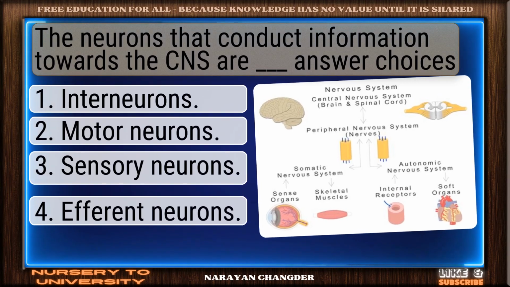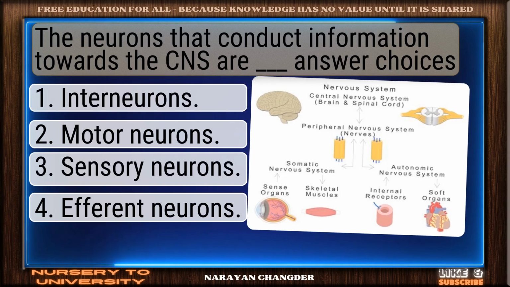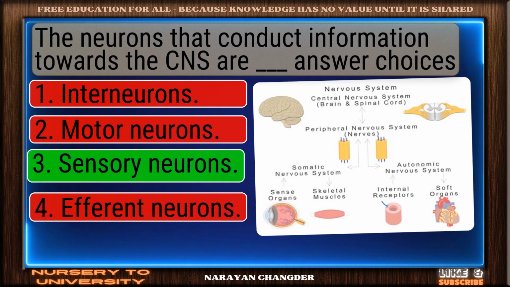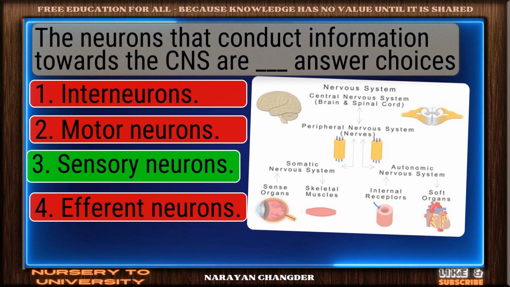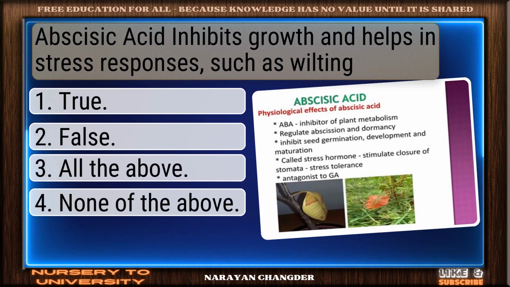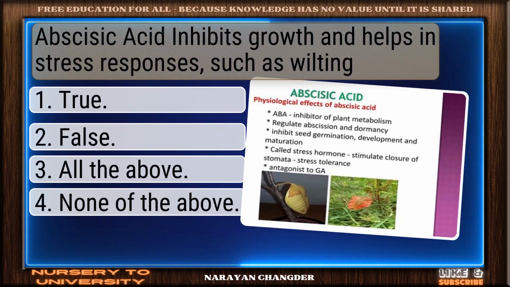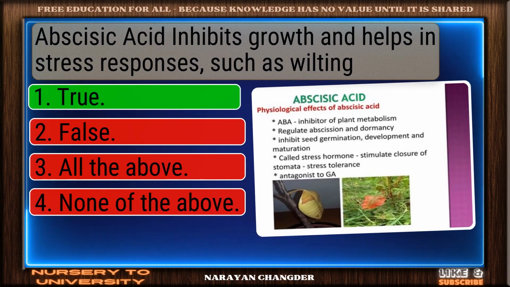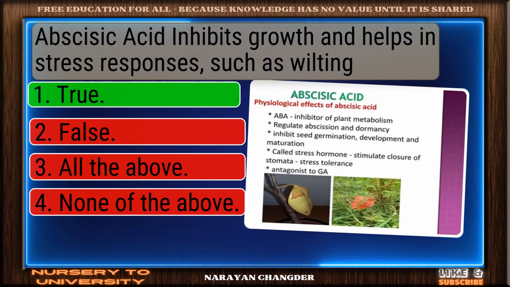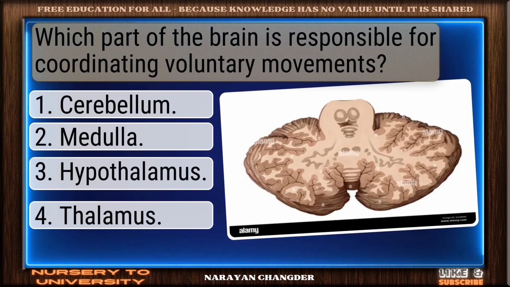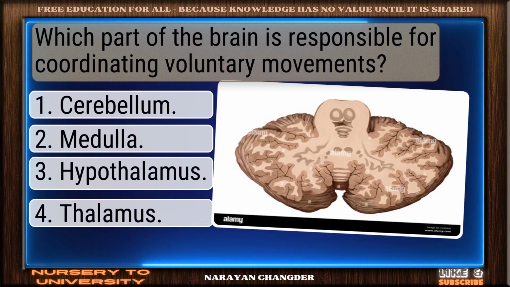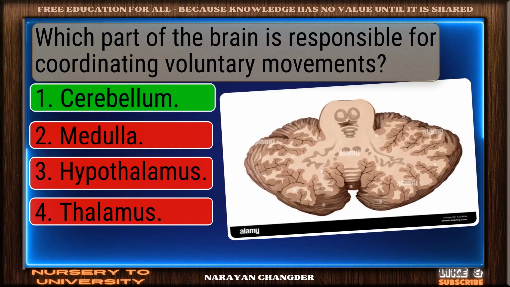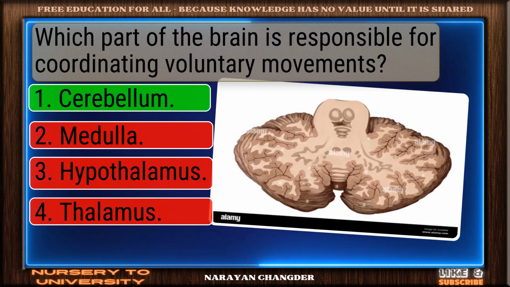The neurons that conduct information towards the CNS are dash. Smart move. Sensory neurons is accurate answer. Abscisic acid inhibits growth and helps in stress responses, such as wilting. Sharp thinking. True is right. Which part of the brain is responsible for coordinating voluntary movements? You're right. Cerebellum is correct.